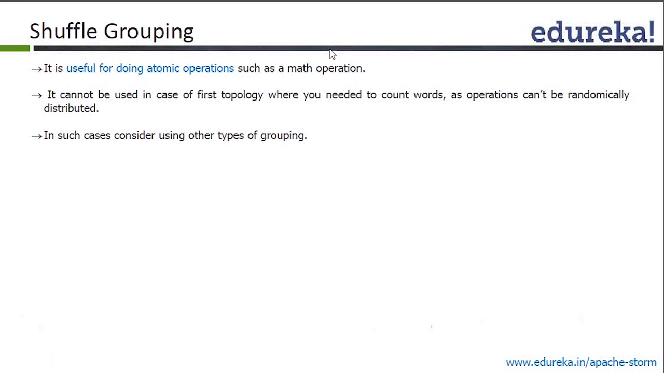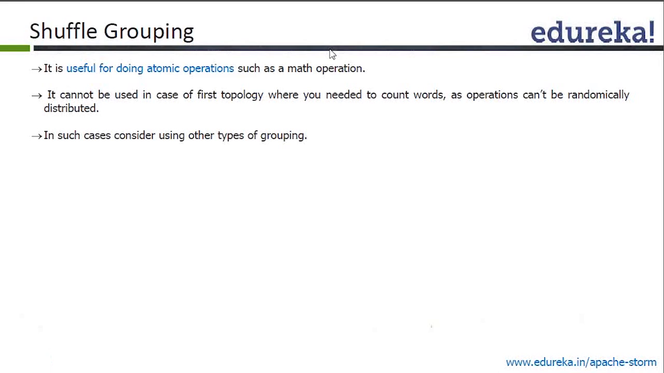I should make sure that all the words which are equal to Sundar go to a specific bolt instance, right, Sundar? Until and unless all of them go to a single node or a single instance, I cannot reliably tell the word count for Sundar.